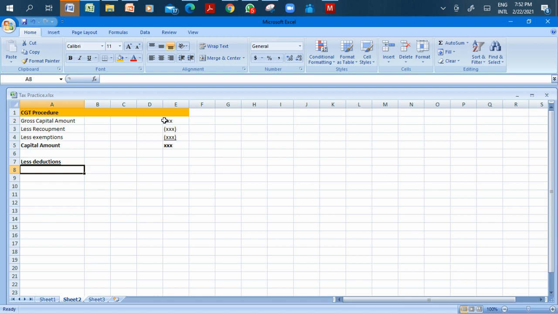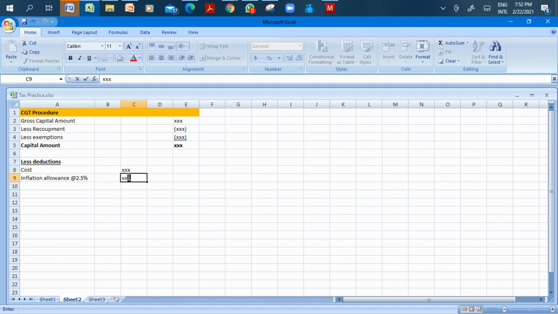Okay, so what do we start with? We start with the cost. Maybe the asset that we are selling at 100,000, we acquired it for 25,000. That's what we put here. Then we charge inflation allowance at 2.5%. This is just the rate for inflation allowance.